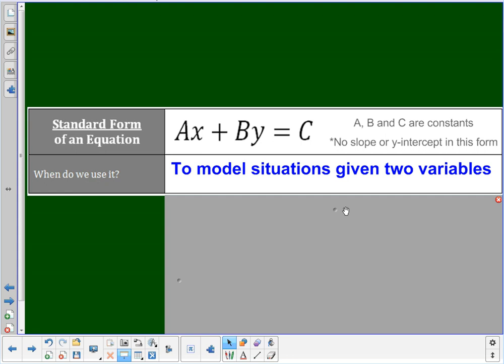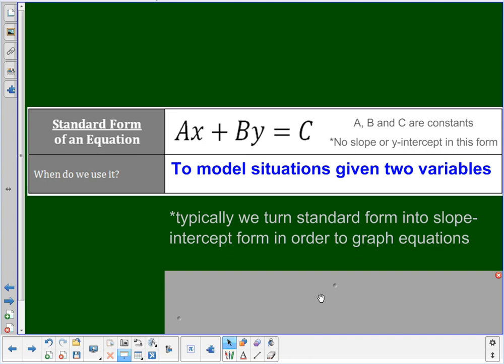Very often we will use standard form to write an equation. Okay, so it's usually the easiest form to write an equation in. And then typically if we're going to graph them, we just turn them into slope-intercept form. I would subtract my x term over to the other side and then divide by that b coefficient that's in front of the y so that I have y by itself in slope-intercept form and I can graph it. So let's take a look at a few examples.